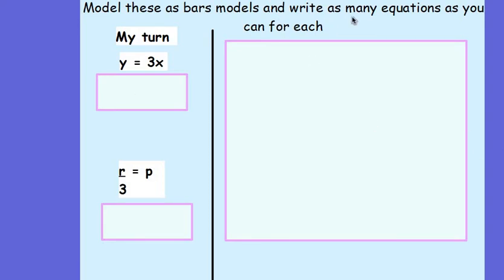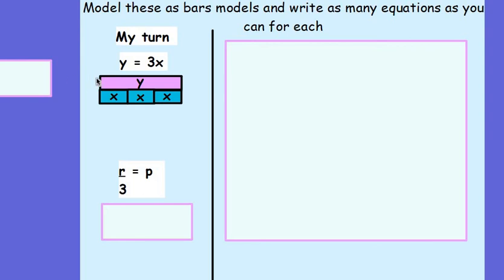First of all, I'm going to do some bar modelling for these. I've got y this time is equal to 3 lots of x. And as a bar, I could write that as y is equal to x, x, and x, 3 lots of x. I can then write that as y equals x plus x plus x. I can also say that the size of x is equal to y divided by 3.